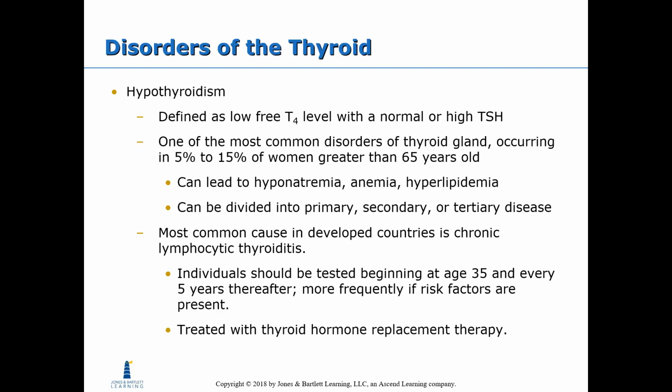It can be divided into primary, secondary, or tertiary diseases. The most common cause in developed countries is chronic lymphocytic thyroiditis, or Hashimoto's disease. Individuals should be tested beginning at age 35 and every 5 years thereafter, more frequently if risk factors are present. It's treated with thyroid hormone replacement therapy.